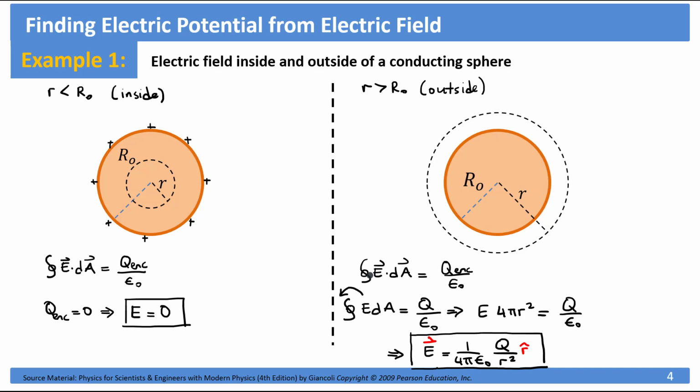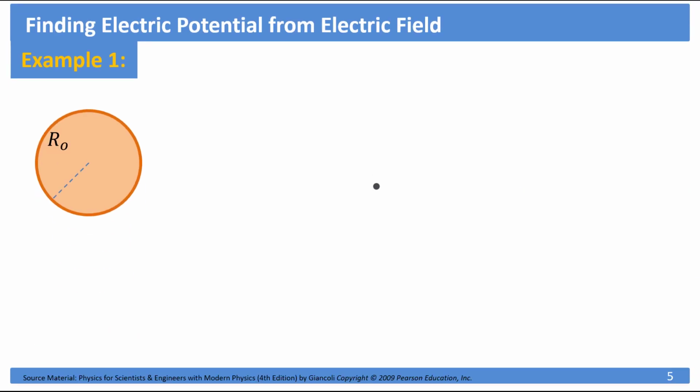Now the next order of business is to find the electric potential inside and outside. I want to start with part B and find the electric potential outside the sphere, where r is larger than R0. This is much easier to do, and you're going to see why once we solve this problem. Imagine that I am interested in the electric potential at this point P here, and let's say the distance from the center of the sphere to point P is r.